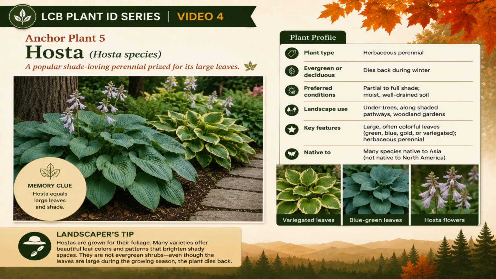dormant season. Hostas are grown primarily for their foliage. Their leaves may be green, blue-green, gold, or variegated. They generally prefer partial shade or full shade, and moist, well-drained soil. Hostas are commonly used under trees, along shaded pathways, or in woodland-style gardens. Your memory clue is, hosta equals large leaves and shade. It is not an evergreen shrub, even though its leaves may look substantial during the growing season.